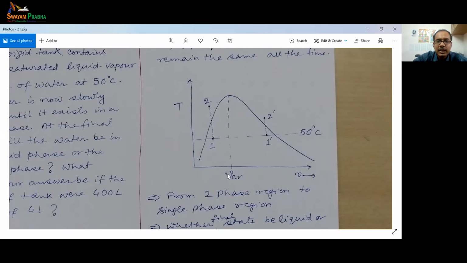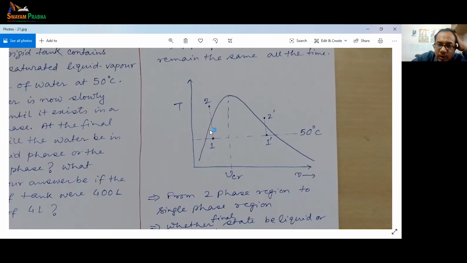So basically we have to look up whether you are left or right of the VCR, that means the critical volume. The top point of the saturation dome is the critical point, and the corresponding specific volume is the critical volume, right? So you have to see whether your specific volume at the first state is towards the left or towards the right.